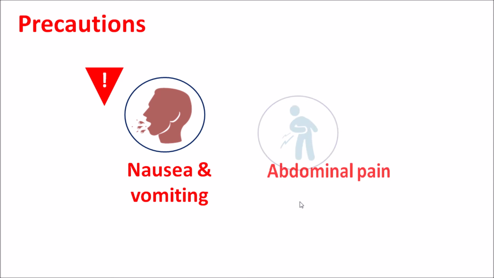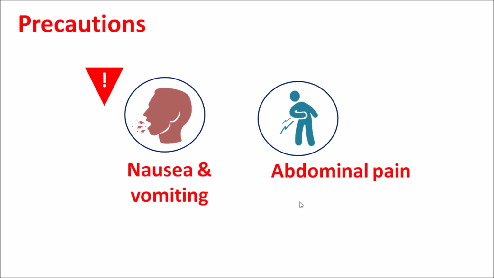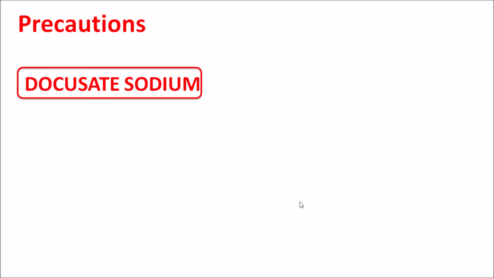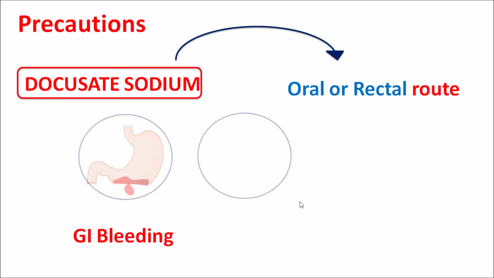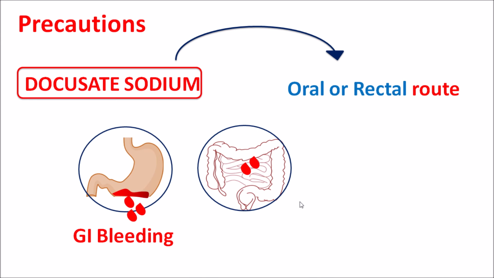Now let us see the precautions of Docusate sodium. This drug should be carefully given in those patients who have severe nausea and vomiting and any abdominal pain. If these symptoms persist even after 1 week of treatment, then this drug should be contraindicated. Similarly, Docusate sodium is given by either oral route or rectal route. So this drug may produce gastrointestinal bleeding, or when it is given as an enema, it can also produce rectal bleeding. So again, in such conditions, this drug should be carefully given.